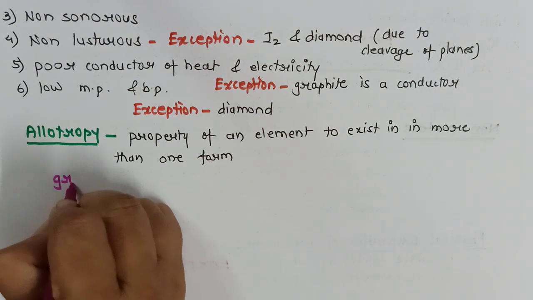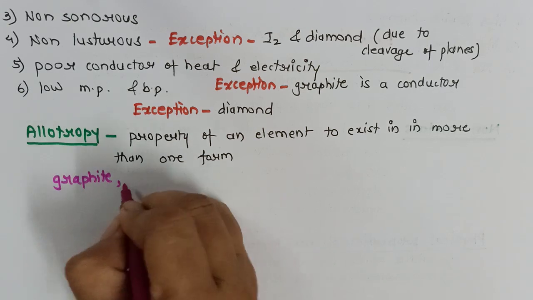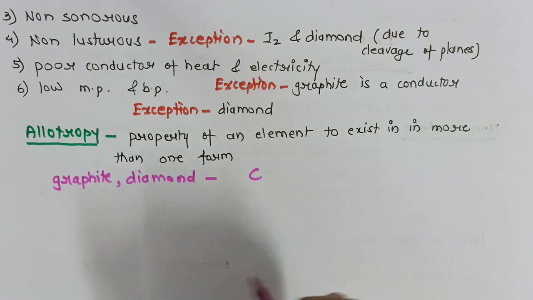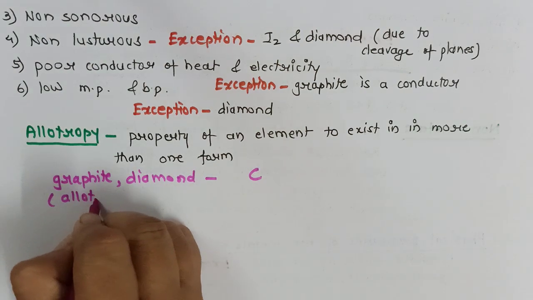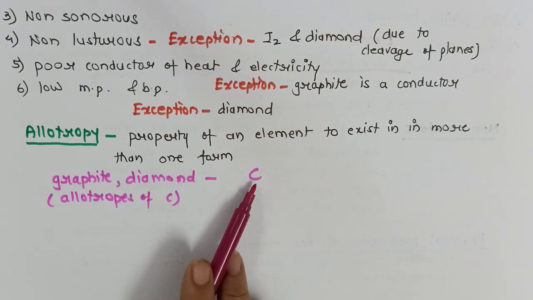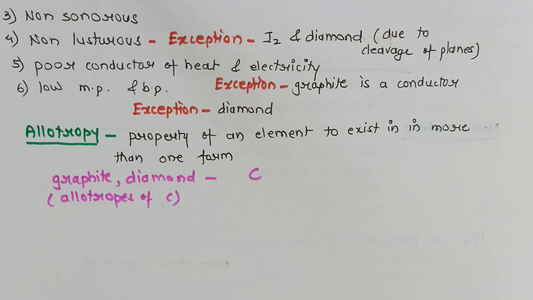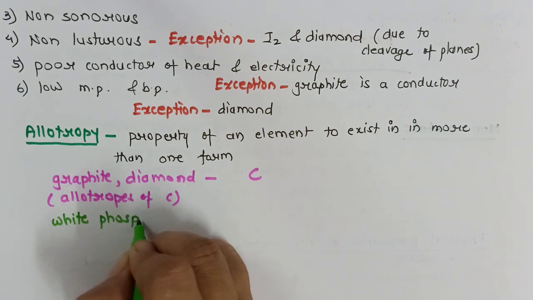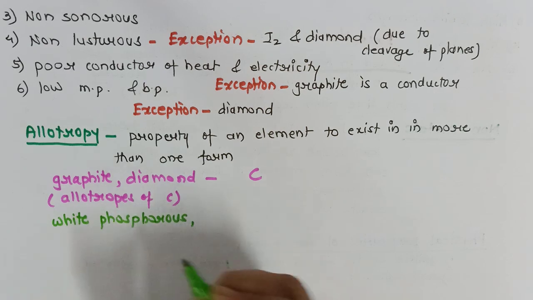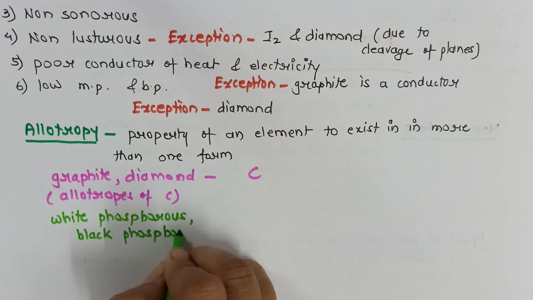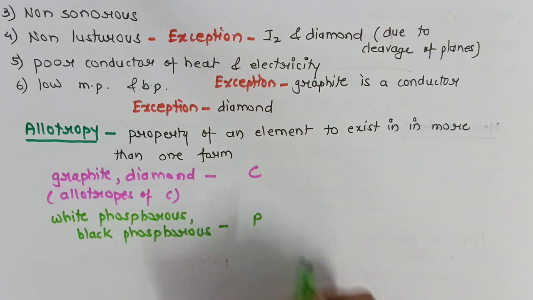For example, graphite, diamond. These both are made of carbon and therefore they will be called allotropes of carbon. So I will say carbon shows allotropy in the form of diamond and graphite. Similarly, white phosphorus and black phosphorus. These are allotropes of phosphorus.